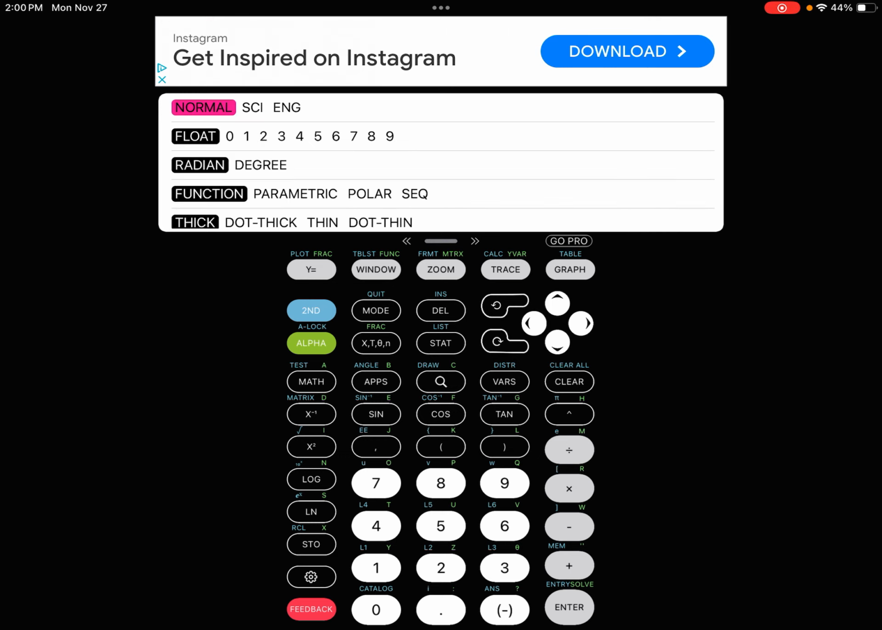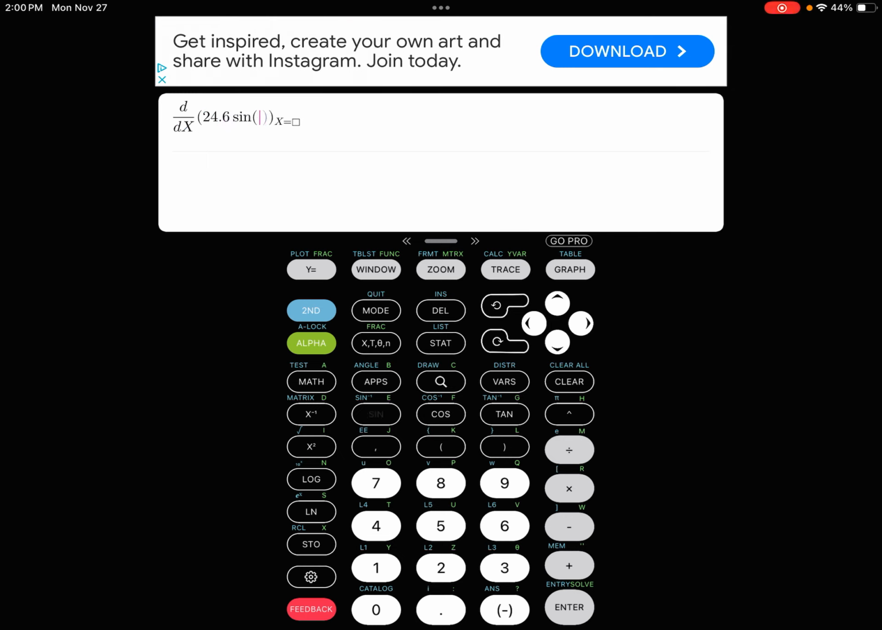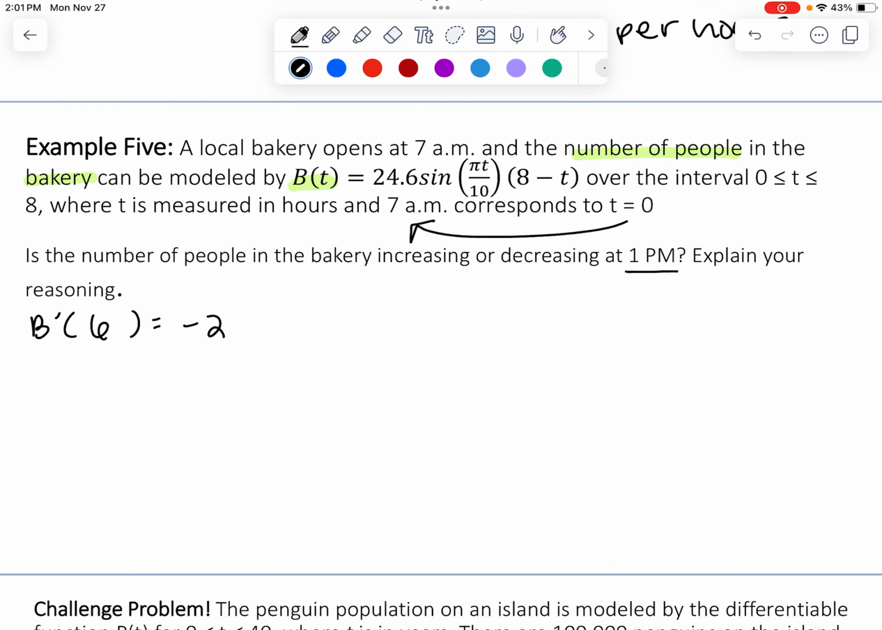I'm going to just check my modes here. Okay, so make sure your calculator's in degrees when you do this because that's a sine function. So 24.6 sine, and then pi, I'm using x instead of t because you don't use t in the calculator. I'm coming outside of here and I'm doing 8 minus x, and then I'm typing in x equals 6 here. And so the answer is negative 28.172. That's what my calculator told me.